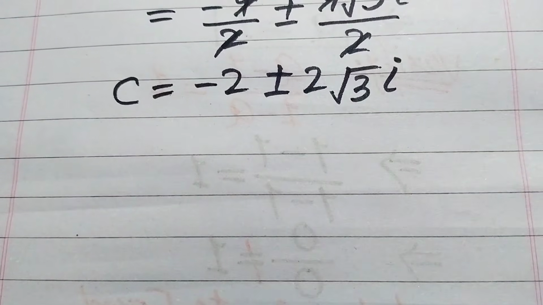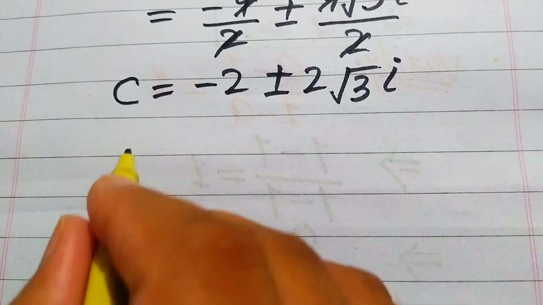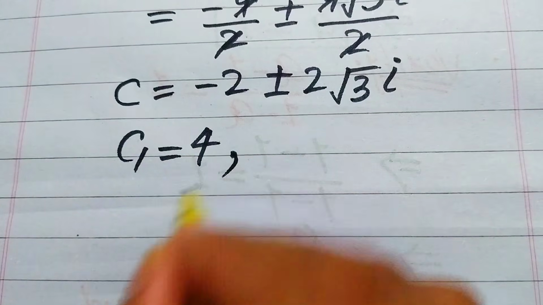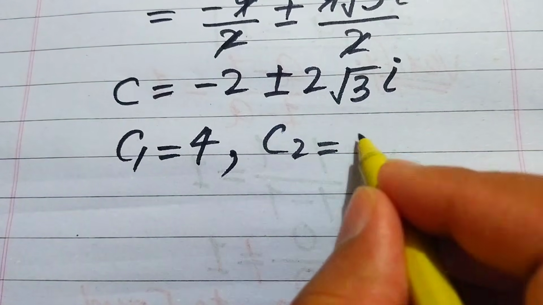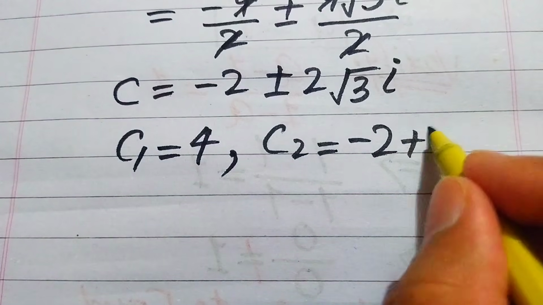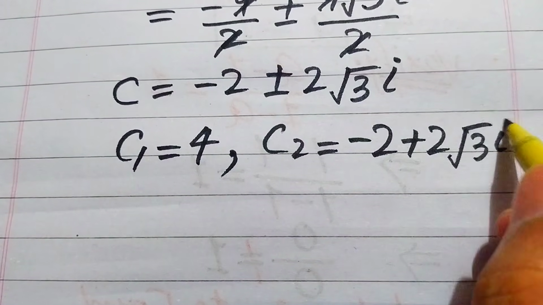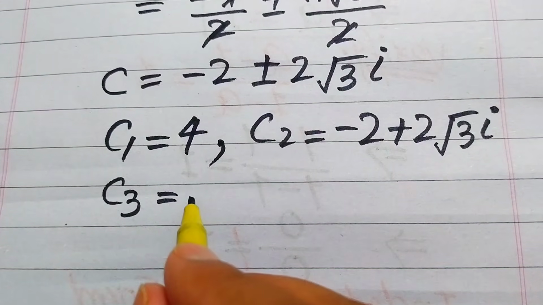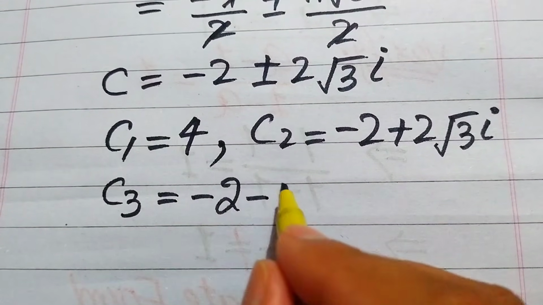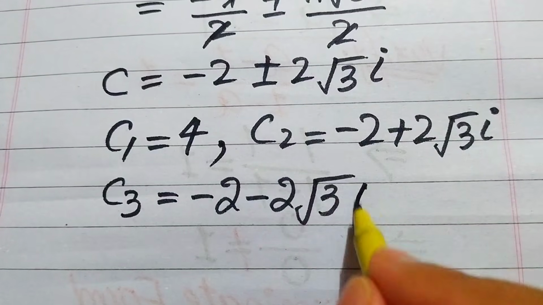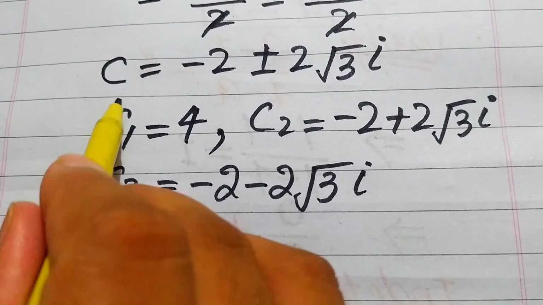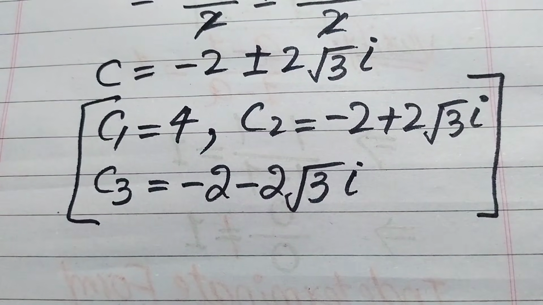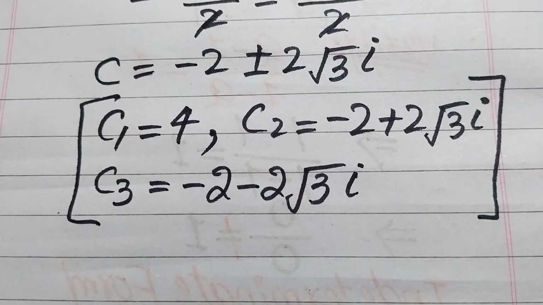So finally we have three roots of the given equation, in which the first root is c1 equals to 4, that is the real root. The second root is a complex root, and that is minus 2 plus 2 times square root of 3 into iota, and the third root is also a complex root, and this is minus 2 minus 2 times square root of 3 into iota. So these are the three roots of the given equation, and this is our final answer of this question.